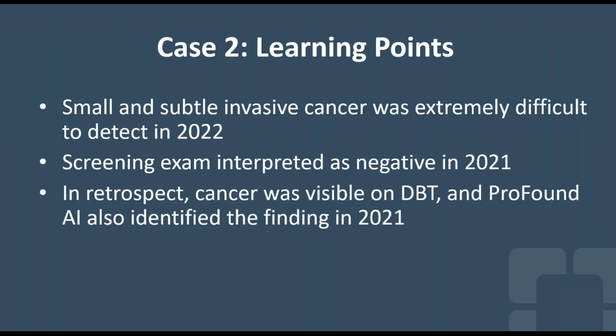What are the learning points from this case? This is a small and subtle invasive breast cancer in a high-risk patient who had had a cancer on the contralateral side. You could argue that it was extremely difficult to detect in 22, and in fact, the year prior, it had been read as negative. In retrospect, as we saw illustrated on this case, the cancer had been visible on the tomo. Profound AI saw it, and we had read the exam as negative. So this is an example of a case where Profound AI could have potentially helped us to find this cancer prior.